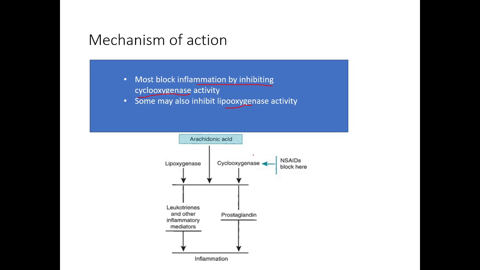lipoxygenase activity. So what happens? Arachidonic acid, remember, is produced by phospholipase breaking down cells. So that's produced in the inflammatory process. When arachidonic acid is formed, it combines with either lipoxygenase or cyclooxygenase to make leukotrienes and other inflammatory mediators, or prostaglandins, which produce inflammation. So if we can stop this from happening by blocking cyclooxygenase or lipoxygenase, we're not going to get to the point where we're getting inflammation.